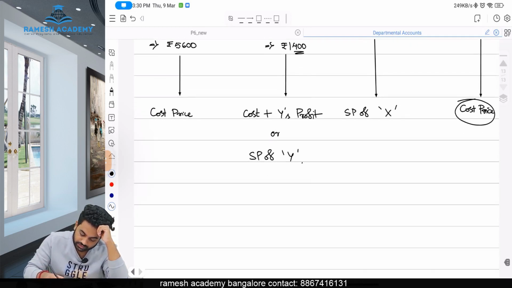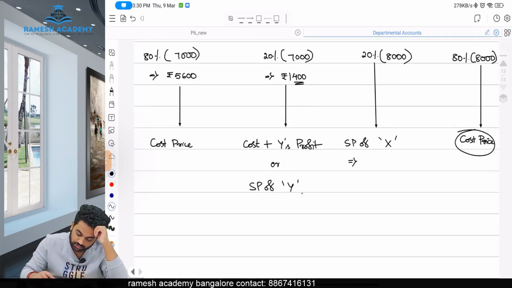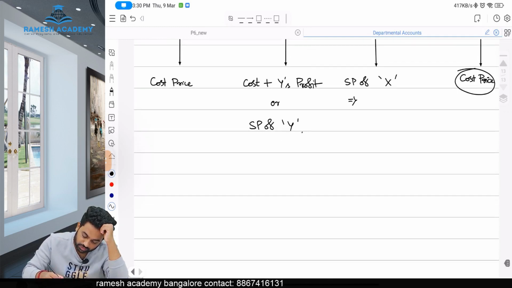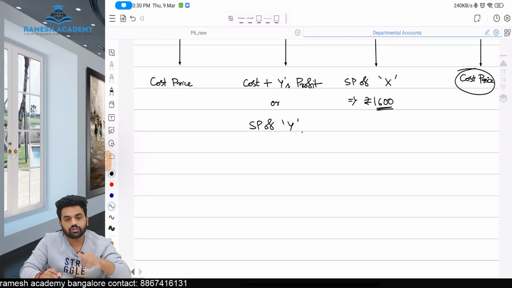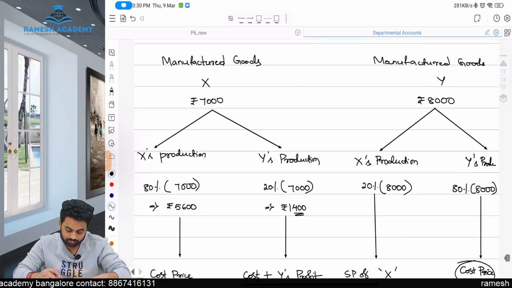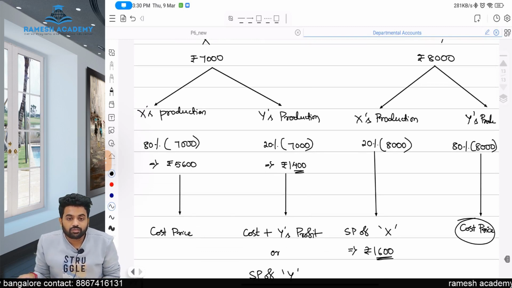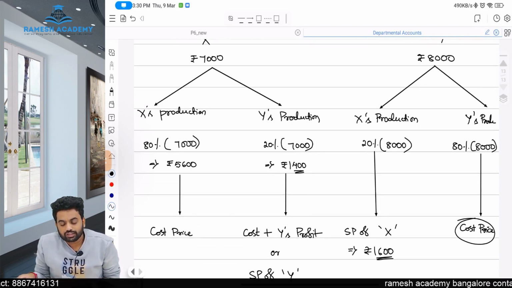Selling price of X, how much is it? 20% of 8,000, which will come to rupees 1,600. Okay, so tell me, guys, till this step is it clear? Everyone, till this step is it clear?